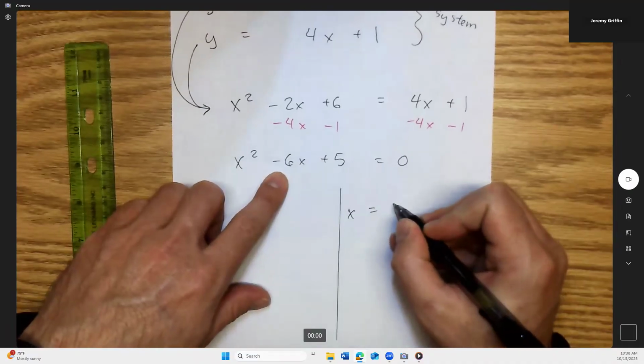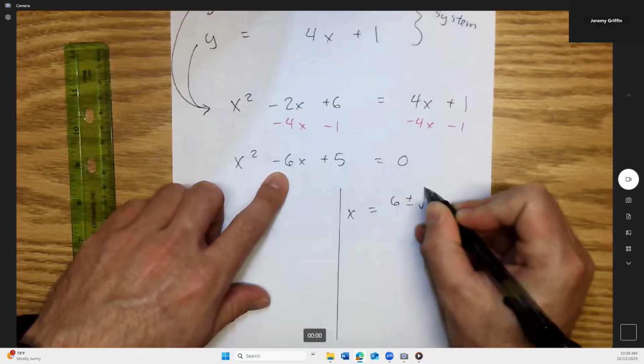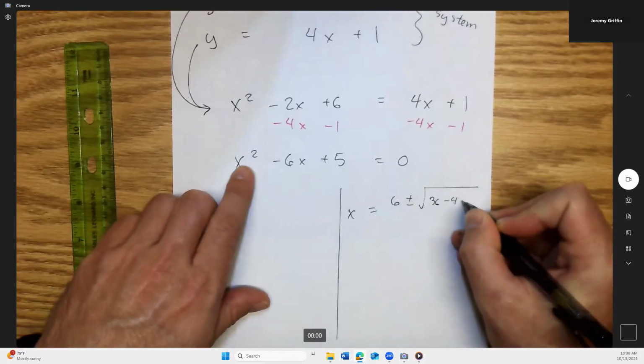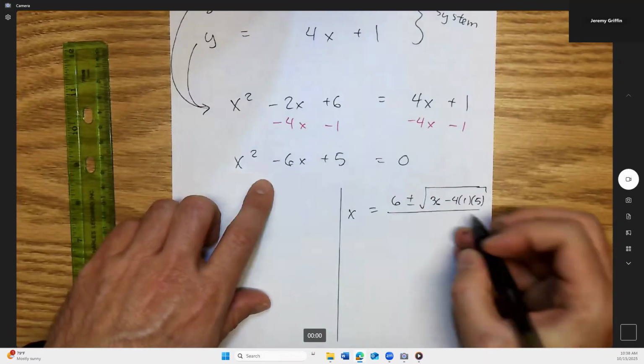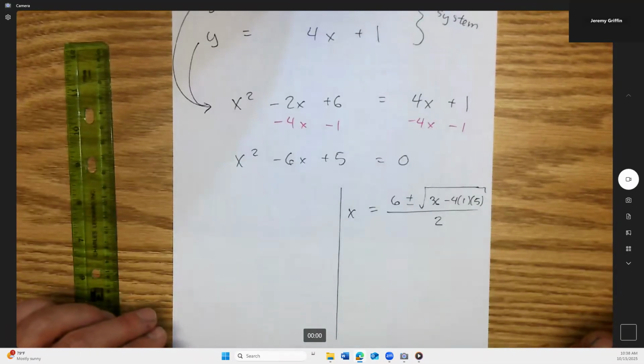Guys, what is negative 6? Yeah, positive 6. Plus or minus the square root of b squared minus 4, a is 1, c is 5. Okay, this is all divided by 2a, like that. Right. And so you get 2 answers that way with the quadratic equation.